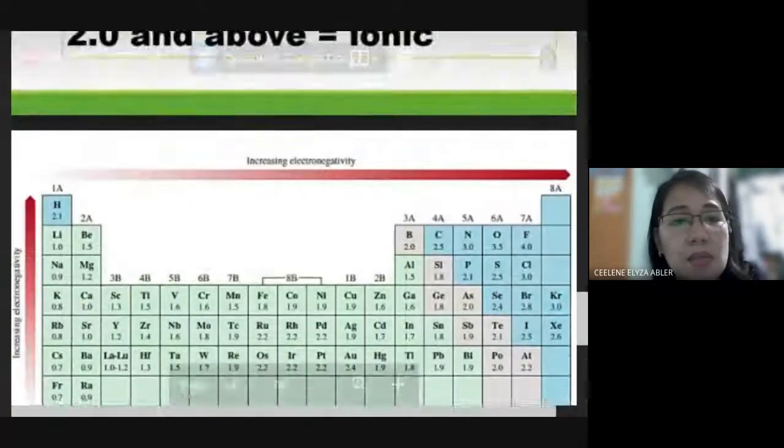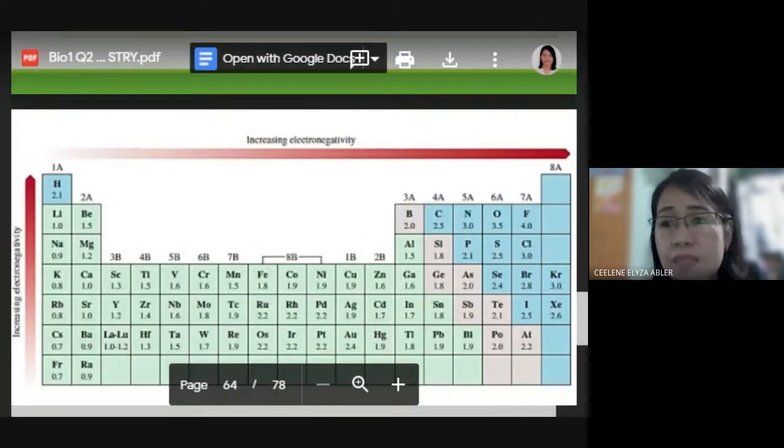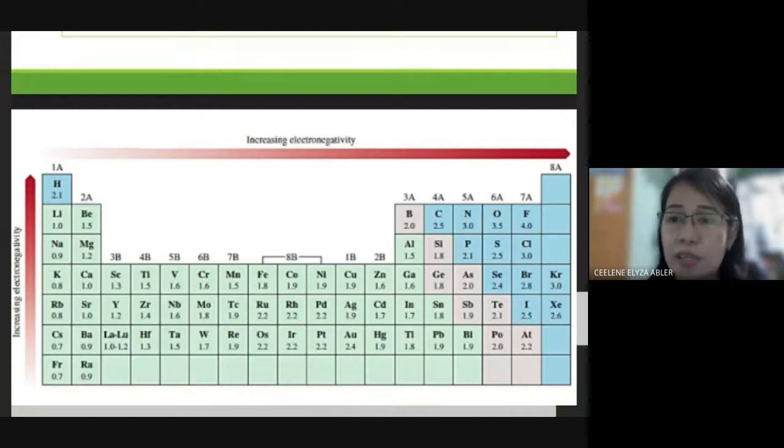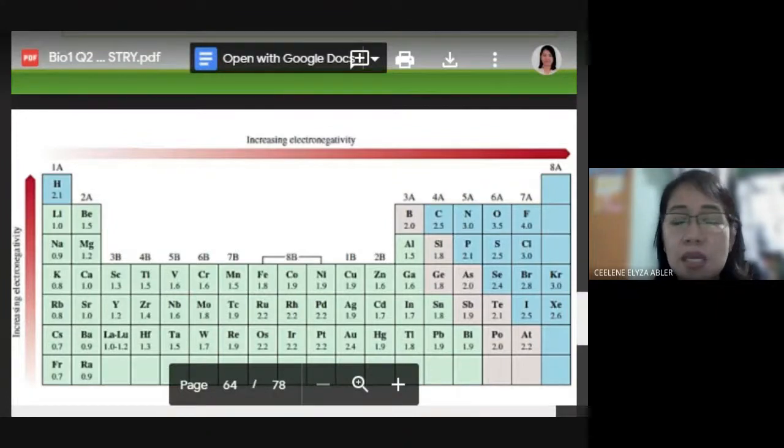Okay. So we have here the trends on electronegativity, which we find in our periodic table. So electronegativity actually increases from the bottom up. Okay, so from francium to hydrogen, you have increasing electronegativity there.